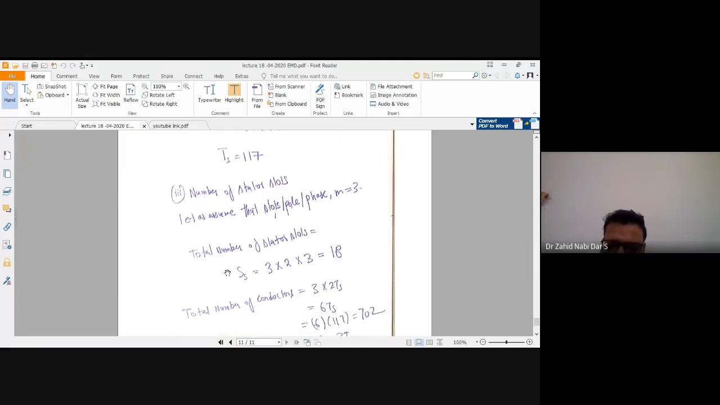So the total number of stator slots accordingly would be slots per pole per phase into number of poles into number of phases. It is a 3-phase machine, so it happens to be 18.